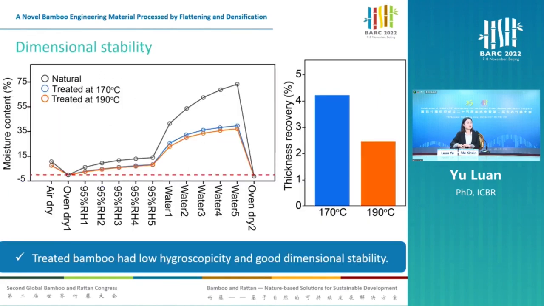In addition, the dimensional stability is important for the application of bamboo engineering material. We exposed the natural and treated bamboo to high humidity and then soaked them in water. The results show that the moisture content of treated bamboo was lower than that of natural bamboo under the same condition, and the thickness recovery due to the water absorption was only 4% or less. The results show that the treated bamboo has a low hygroscopic capacity and good dimensional stability.